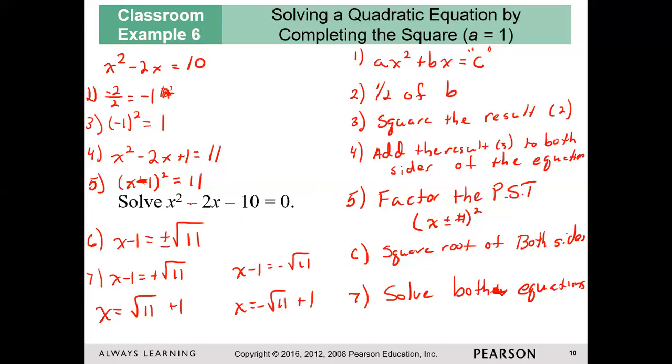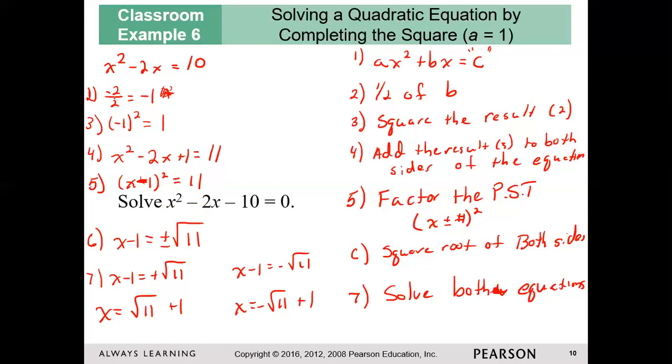And also, if you don't have the perfect situation, this becomes a much more difficult process to complete, even more difficult than what we just saw. Here are the things that make this more difficult. If your A value is not 1, this becomes much more difficult to do. If your B value is not an even number, this becomes more difficult to do, because again, in step 2, you take half of b.